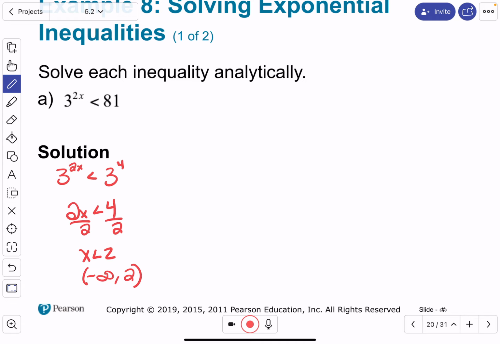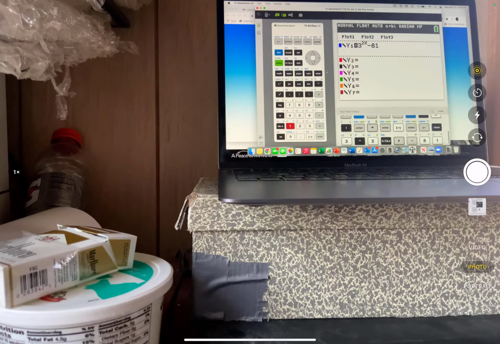So if I were to graph this, it would be y1 equals 3 to the 2x minus 81. Let me go to my camera here. So I get that in there. Hit graph. I'm going to zoom out. And if we look, so we find that value, second trace 0.